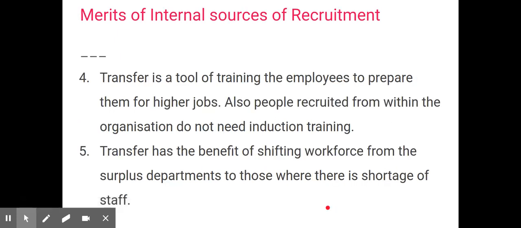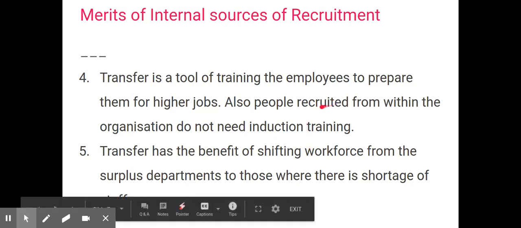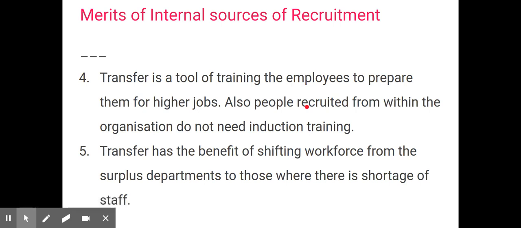Transfer is a tool of training the employees to prepare them for the higher jobs. When we are preparing them for the higher jobs, we will transfer them from one department to another department to know the pros and cons of each and every department, to be an all-rounder. So it is a tool of training given to the employees to prepare them for the higher jobs. Also, people recruited from within the organization do not need induction training. As I said earlier, they are already aware of the rules and regulations of the organization they are working in, so they don't require induction training.